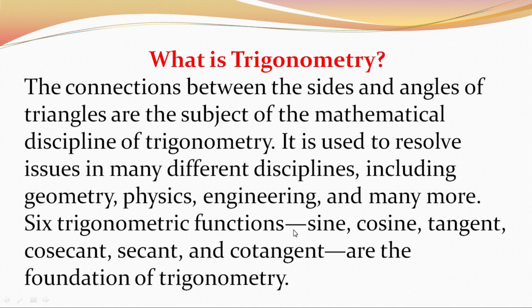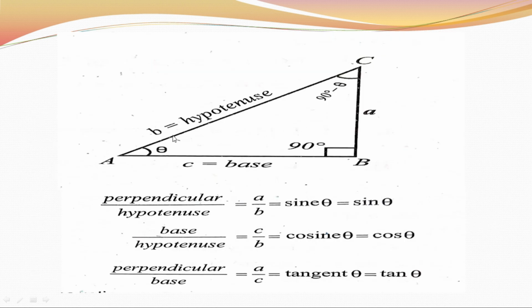The 6 trigonometric functions: sine, cosine, tangent, cosecant, secant and cotangent are the functions of trigonometry. This is a right angle triangle. This side is hypotenuse, this side is base, this side is perpendicular. Perpendicular over hypotenuse is equal to A over B is equal to sine theta. Base over hypotenuse is equal to C over B is cosine or cos theta. Perpendicular over base is equal to tan theta. These are the 3 trigonometric functions.